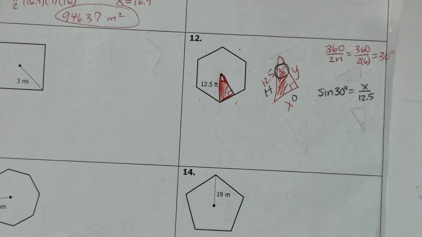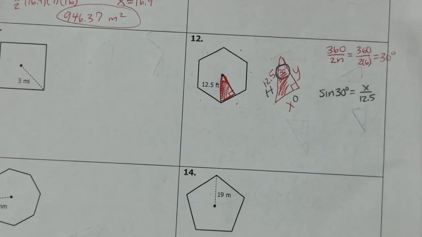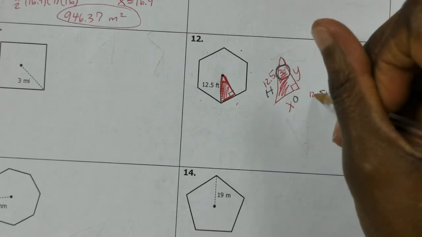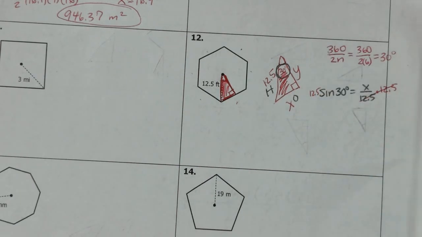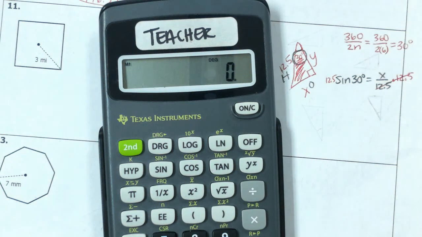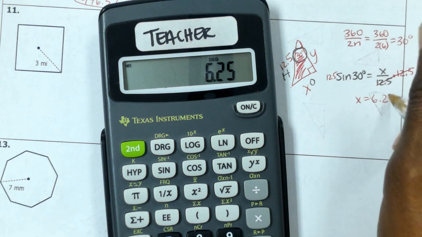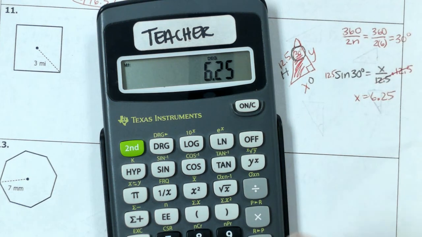Okay, and then to get x by itself, we multiply both sides by 12.5, which cancels it here, so x is going to equal 6.25. It's exact, so we can leave it as 6.25. We don't have to store it in our calculator.